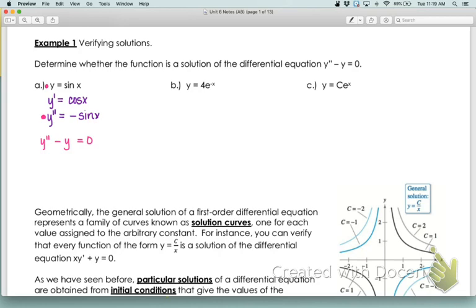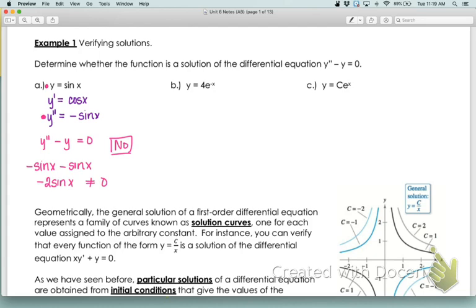Well, y double prime is negative sine of x minus y, which is the sine of x, and that equals negative 2 sine x, which is not 0. So the answer to this one would be no. It is not a solution to that differential equation. Okay? Take a moment to try example B and C.